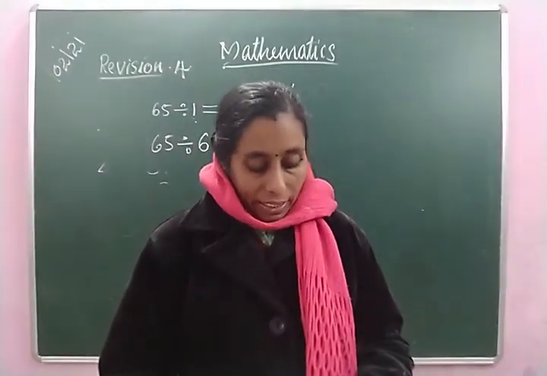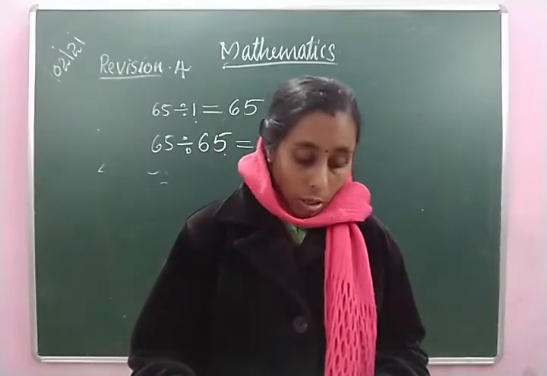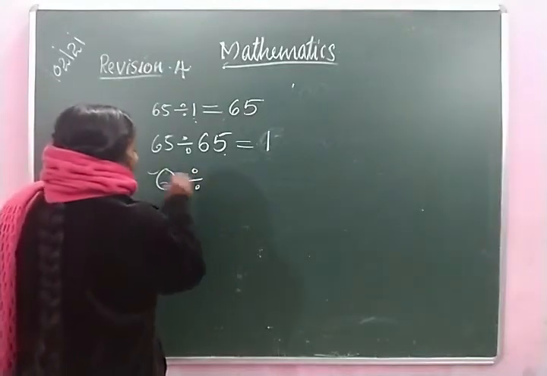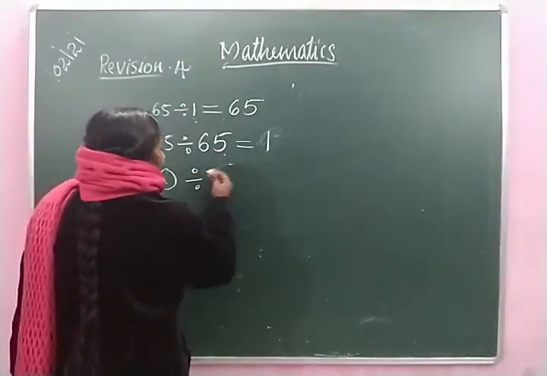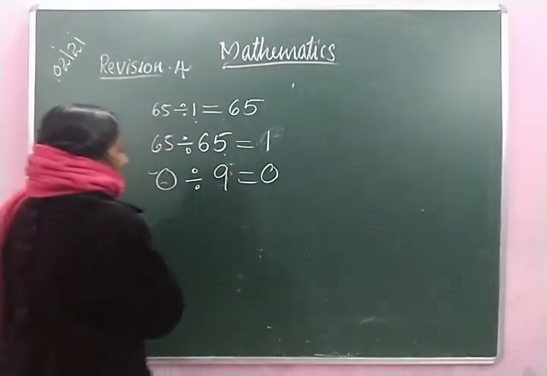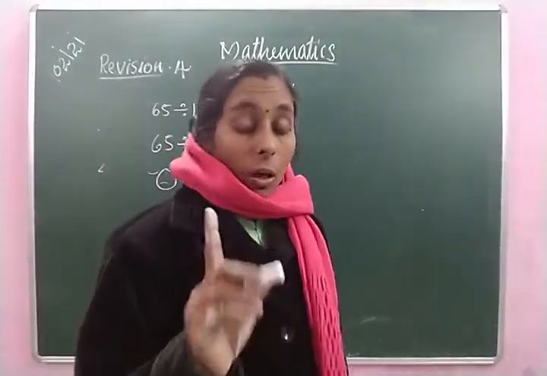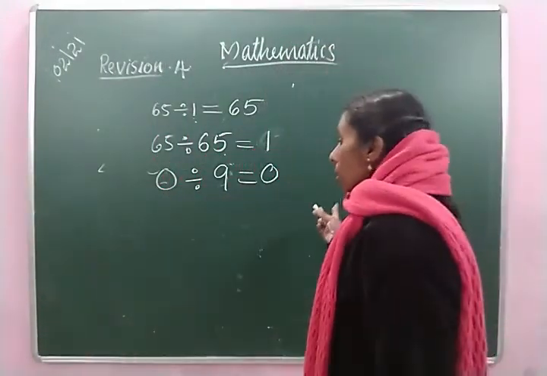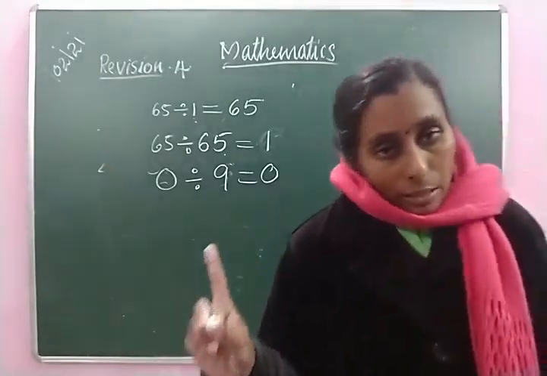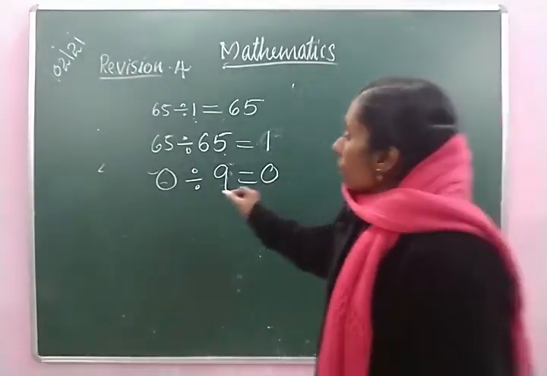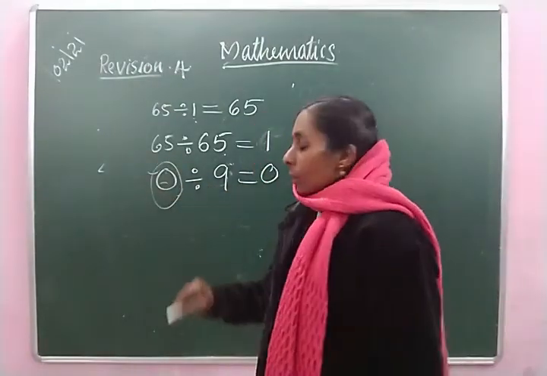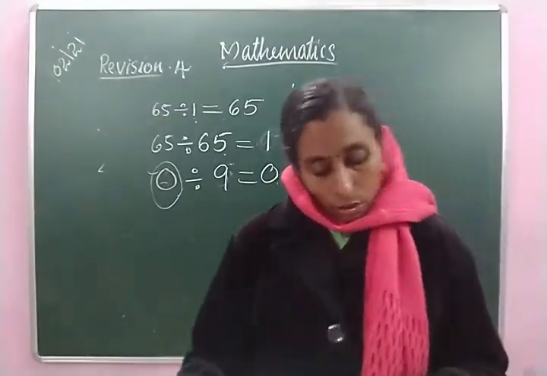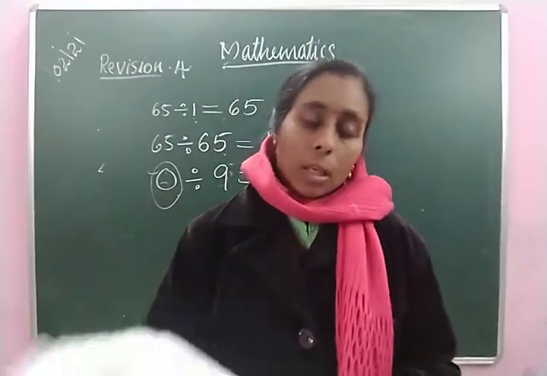Okay. Then when the dividend is 0, the quotient is also 0. Here, 0 divided by 5 or 9 is equal to 0. 0 divided by 8 is equal to 0. 0 divided by 10 is equal to 0. 0 divided by 100 is equal to 0. If the dividend is 0, then whatever the divisor is, the answer will be 0. When the dividend is 0, the quotient is 0.